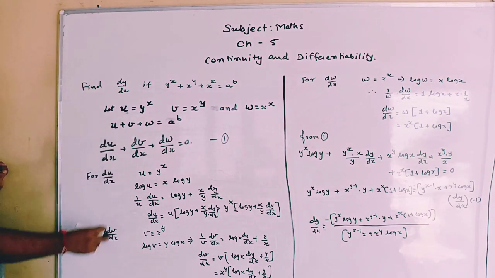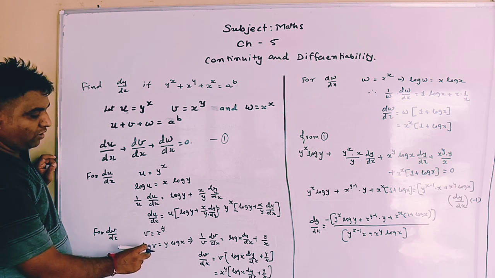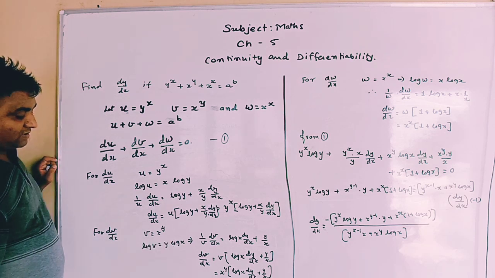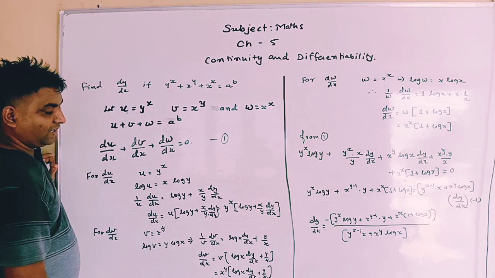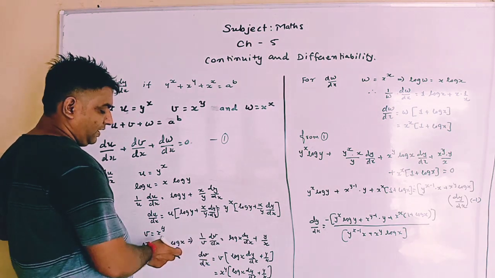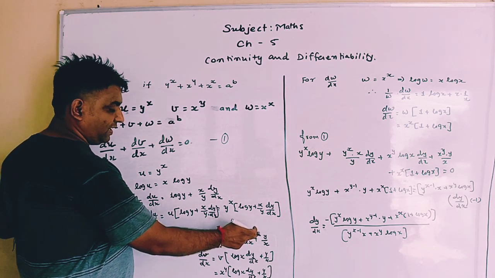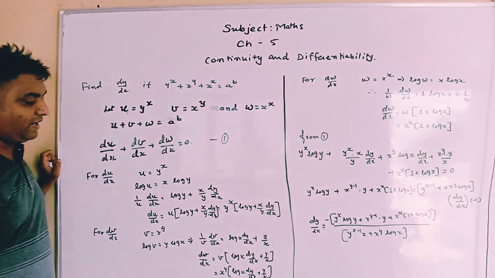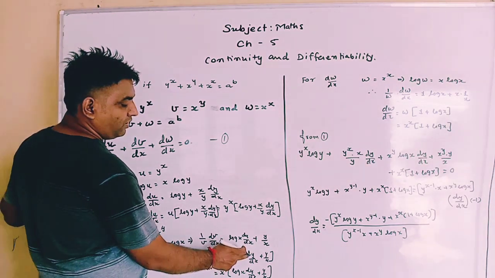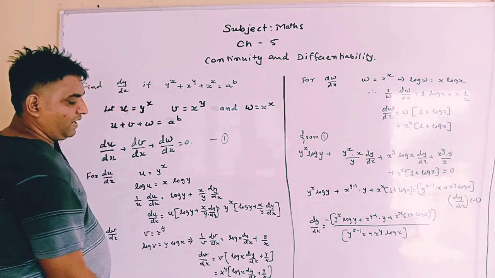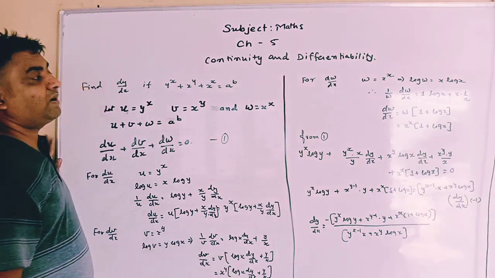Now for dv by dx, v equals x raised to y, so we apply the log, log v equals y log x. Taking the differentiation, 1 by v dv by dx equals, applying the product rule, log x as it is times dy by dx, plus y as it is times the differentiation of log x, which is 1 by x. So dv by dx equals x raised to y, log x dy by dx plus y by x.